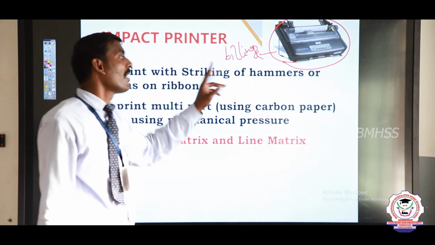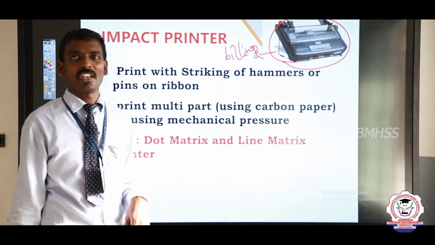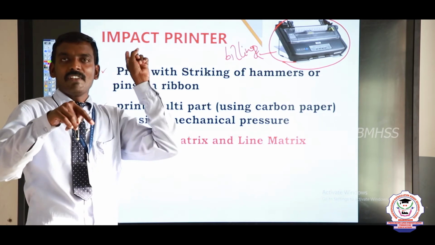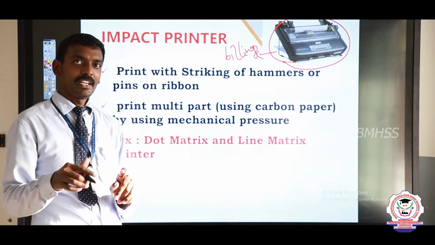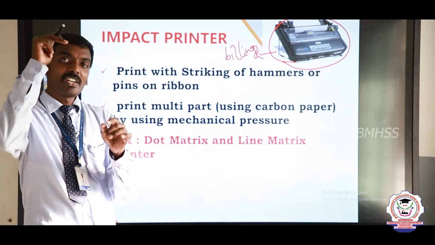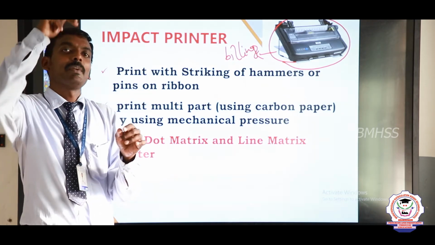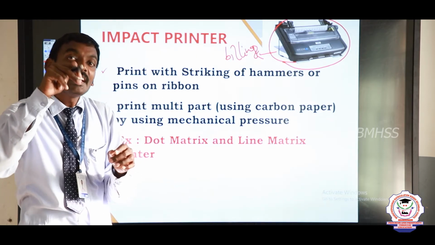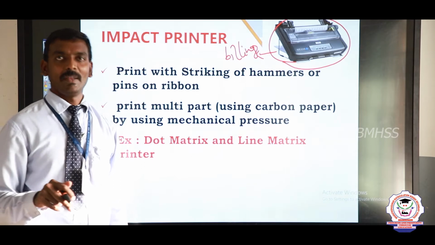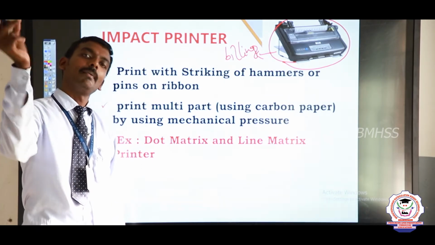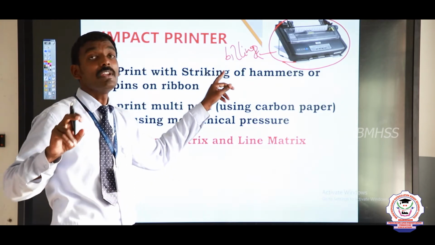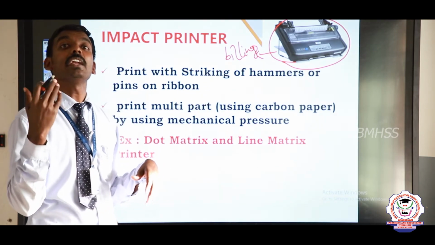It prints with the striking of hammers. What is the meaning of striking of hammers? We can press the button, and the hammer will touch a ribbon. That is the oldest typewriting machine. In the typewriting machine, we can press a button, for example X, you can press the key X. That hammer will move and press into the ribbon, and the ribbon press will be displayed.